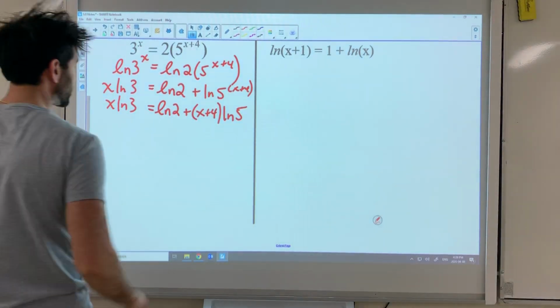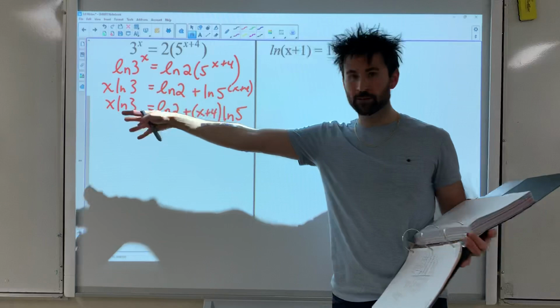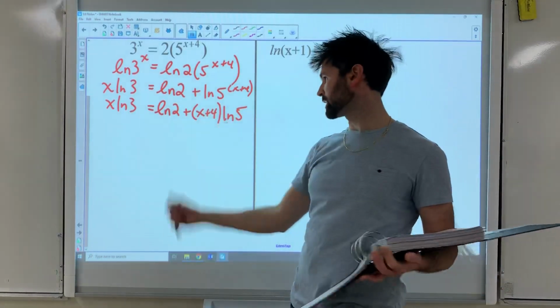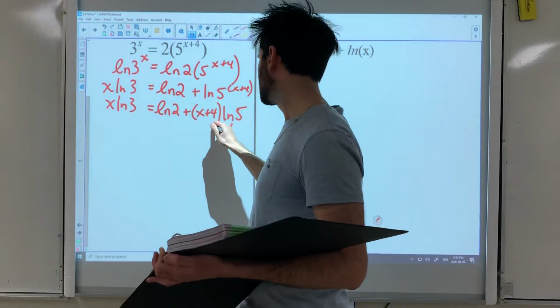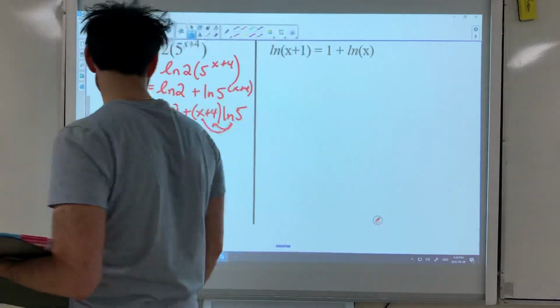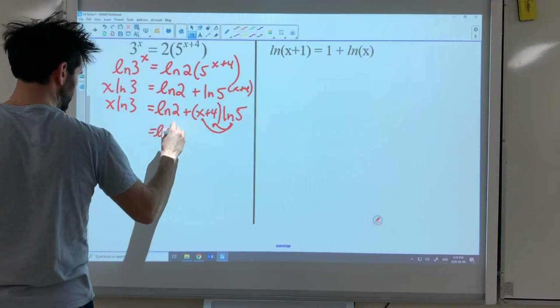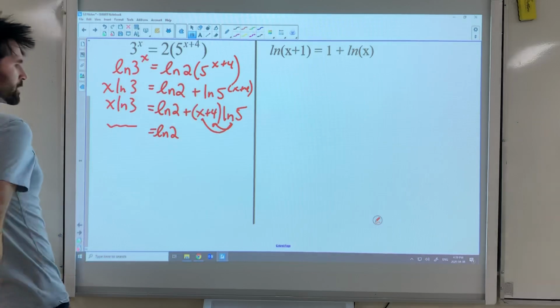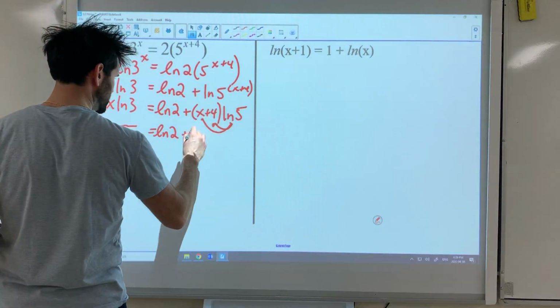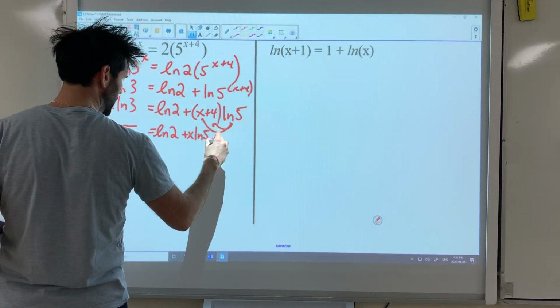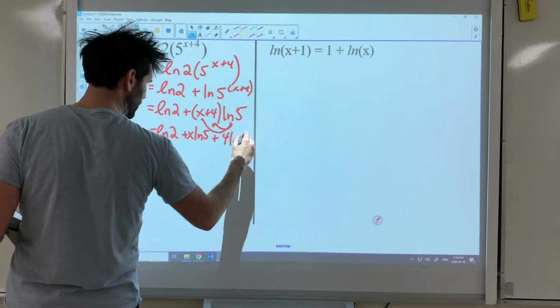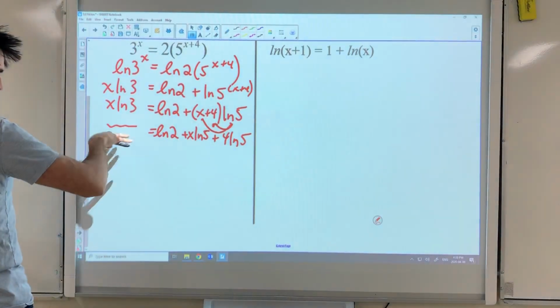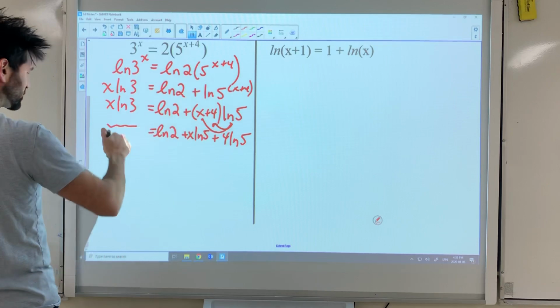Well, you're trying to solve for x, so isolate your x variables. Get everything that has an x over to one side and everything else over to the other side. So I'm going to have to distribute this into the brackets. That'll be my first step. Here we get plus x times ln 5 plus 4 ln 5. Now I'm going to move this to the other side, so we see the sign flip to subtraction.